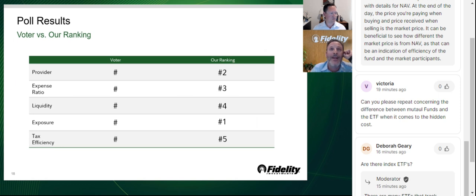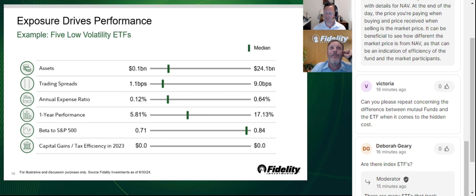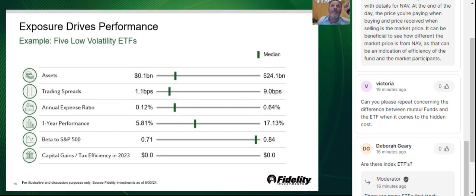So let's take a look at a very specific example on the next slide, where there's a group of ETFs known as low volatility. What they're really trying to do is mitigate some of the downside risk in the portfolios, and they do this in very different ways. What I want to point out is, again, there's an extremely wide range on almost all of these, with the exception of the last one, capital gains and tax efficiency.